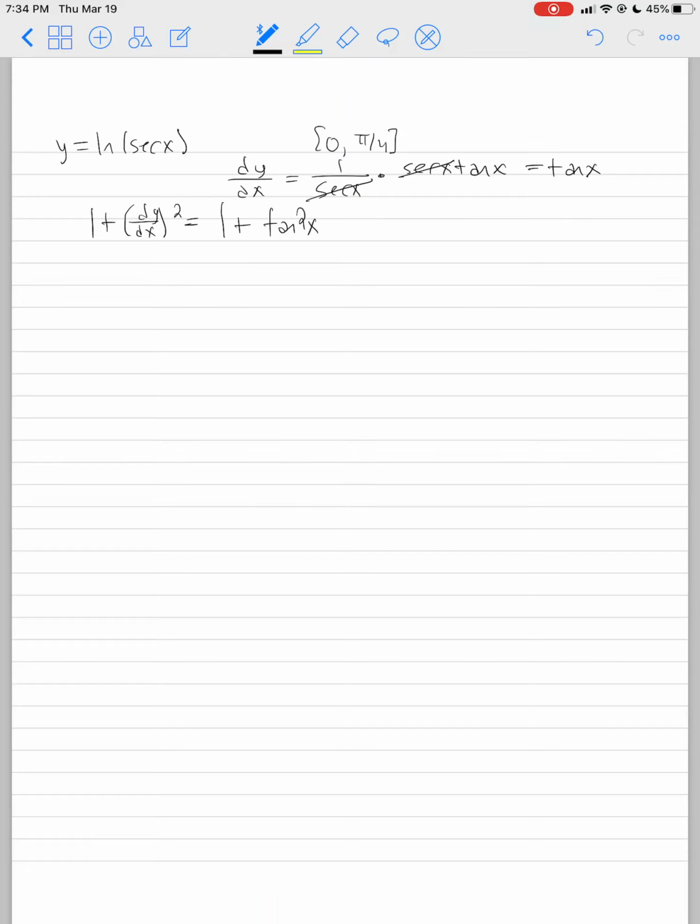Now, at this point, you should be saying, that looks familiar. It is a Pythagorean identity. 1 plus tangent squared is equal to secant squared. And I prefer that because then, when I take the square root, it will clean up. So my arc length is the integral from 0 to pi over 4 of the square root of secant squared. The square root of secant squared is, of course, just secant.